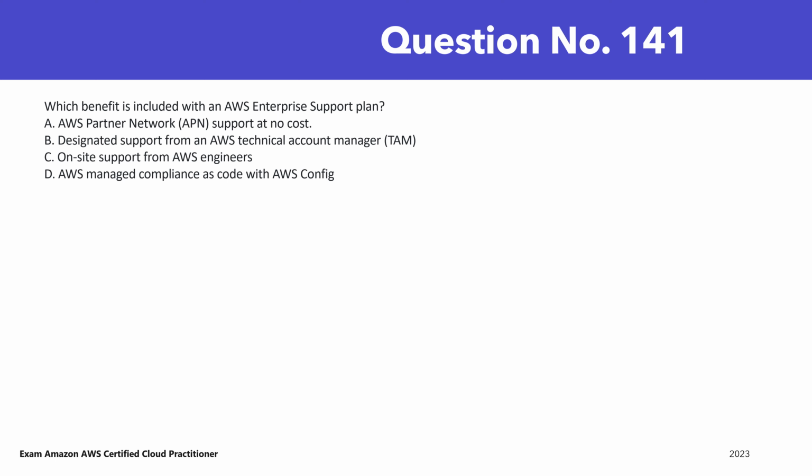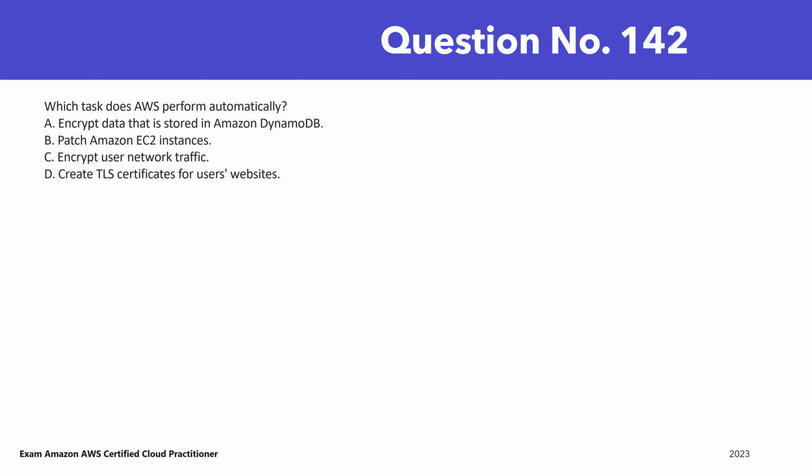Which benefit is included with an AWS Enterprise Support Plan? A. AWS Partner Network, APN, support at no cost. B. Designated support from an AWS Technical Account Manager, TAM. C. On-site support from AWS engineers. D. AWS Managed Compliance as Code with AWS Config. Correct answer, B.